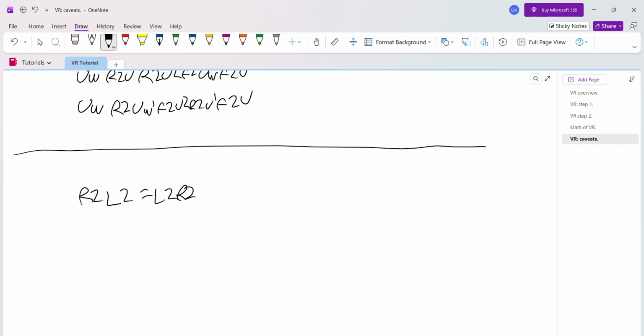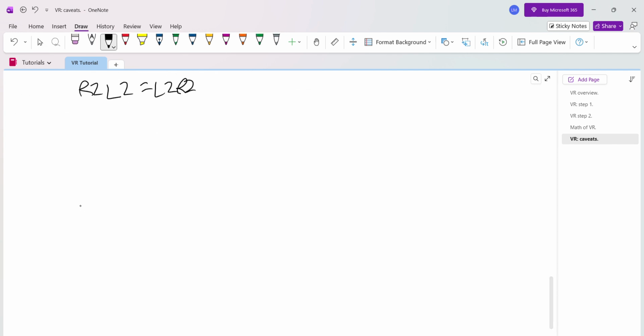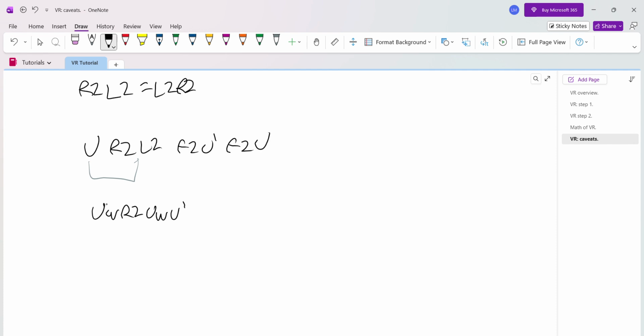Now you don't need to consider the skeletons as different. So let's do an example. Let's say you have U, R2, L2, F2, U prime, F2, U. And we're looking for VR in +2. Okay. And let's say we find this VR. Then actually we have two VRs, because we can have U wide R2, and then let's say U wide U prime L2 to U prime F2 U.